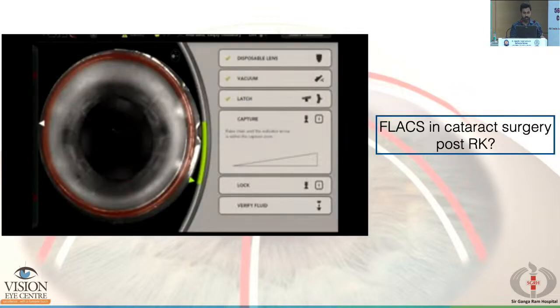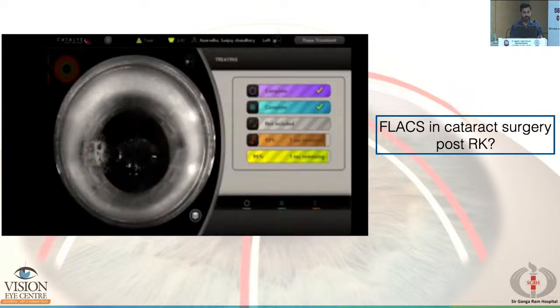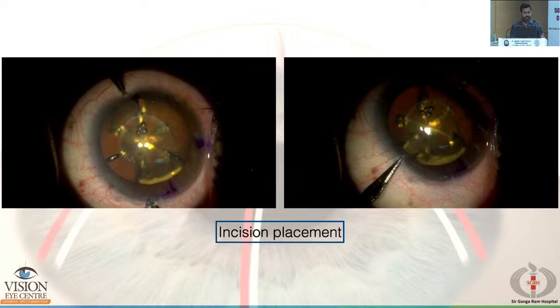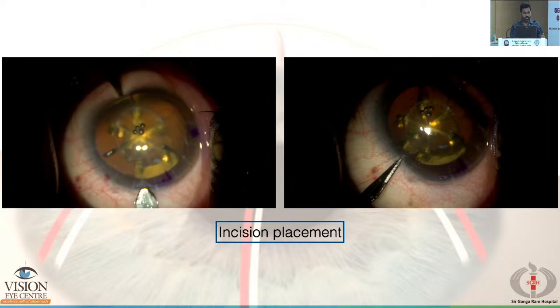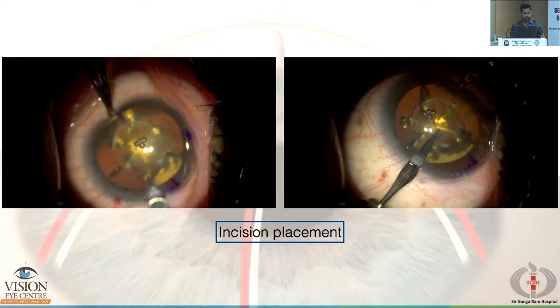This is a patient undergoing FLACS post-RK. You can see how flat the cornea is. Another consideration when you're doing FLACS in these cases is that you might have uncut capsule tags in the area of the RK incision. So you have to be a lot more gentle with removing the anterior capsule, removing it like you're doing a manual capsulorhexis. Here again, this is a FLACS, but we are placing the incisions manually, in the area between 2 RK incisions.